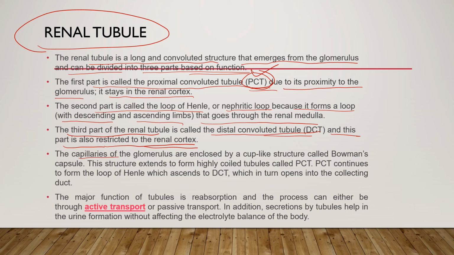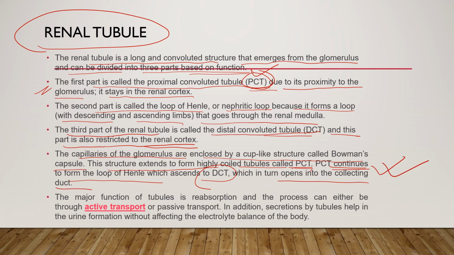Now next, the capillaries of the glomerulus are enclosed by a cup-like structure called the Bowman's capsule, and this structure extends to form the coiled tubule called the proximal convoluted tubule. We have seen in the previous slide that a bunch of capillaries form the glomerulus, which are enclosed by a cup-like structure, the Bowman's capsule. And this structure extends to form a highly coiled structure called the proximal convoluted tubule. The proximal convoluted tubule continues to form the loop of Henle, which in turn continues to form the distal convoluted tubule, which turns and opens into the collecting duct.